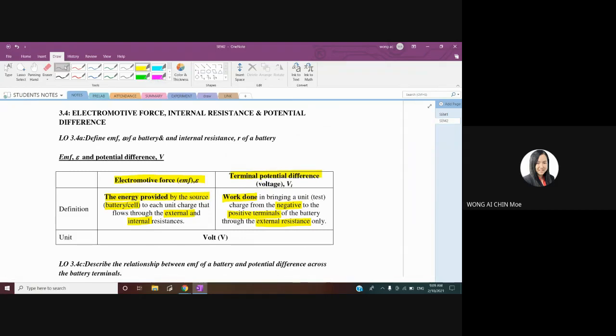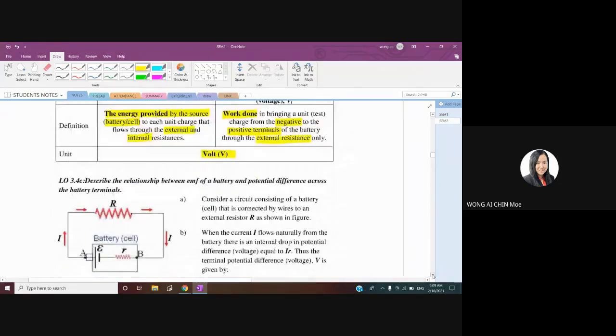Sometimes we will write it as V external, meaning that it only measures the external difference between the two terminals, negative and positive. Both also use the same unit. So the unit for both is a volt, or you can write V. So we look in detail.